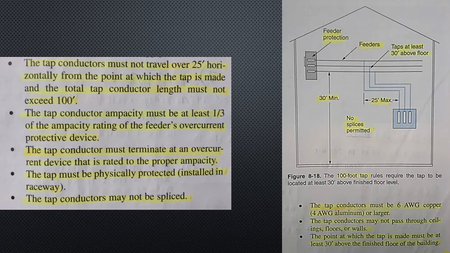Secondly, the tap conductor ampacity must be at least 1/3 of the ampacity rating of the feeder's overcurrent protective device. Third, the tap conductor must terminate at an overcurrent device that is rated to the proper ampacity. Fourth, the tap must be physically protected, installed in a raceway. And fifth, the tap conductors may not be spliced.